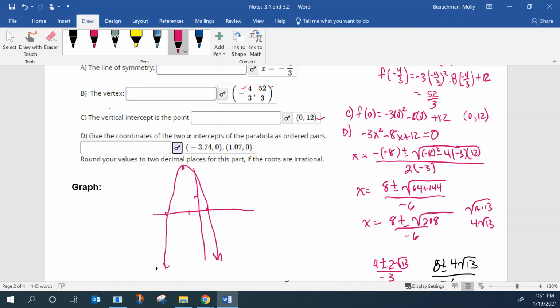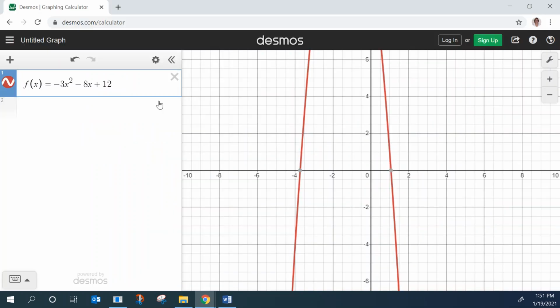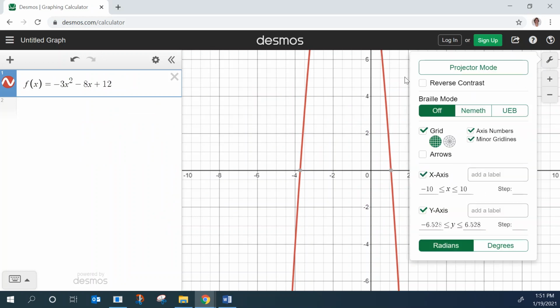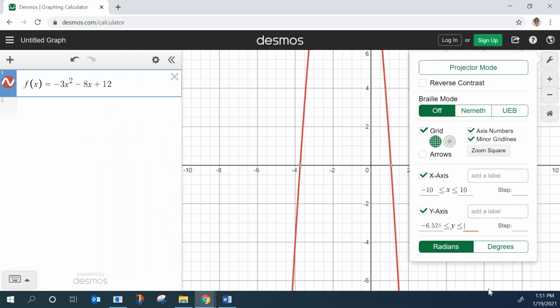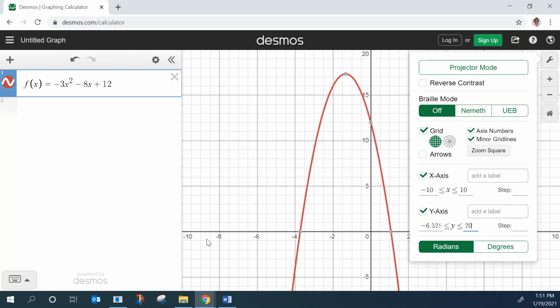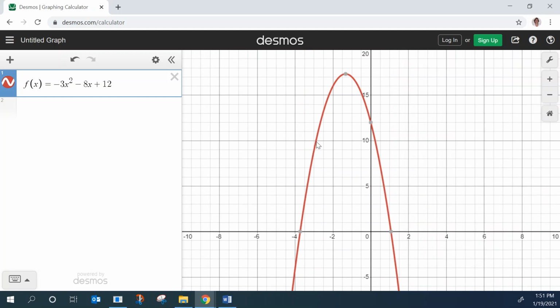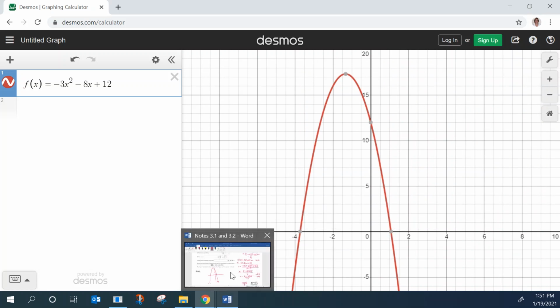Okay? You can also use Desmos to graph, and I've already got it graphed on Desmos. I've typed it in. What I need to do then is adjust the y-intercept. So I need to go up further. So I'm going to go ahead and go up to about 20. There's my graph. Click on your graph and notice there's your vertex, your y-intercept, and your 2 x-intercepts, just to check and make sure you're right.